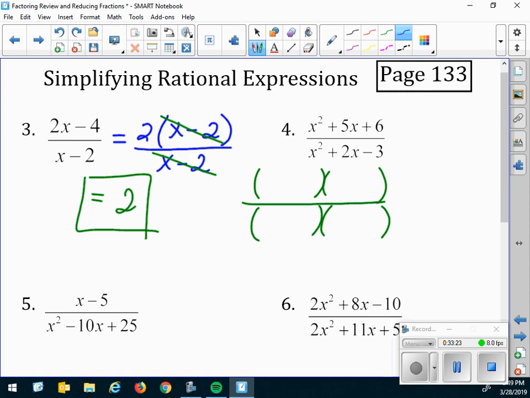Does that numerator factor? How? Good. X plus 2 times x plus 3. Does the denominator factor? X minus 1 times x plus 3. Is Karen right on that? Yep. Good. Now, do I have any common factors? I can factor out an x plus 3. Now, if you factor out just that x, that kitten dies. You can't do that. You got to factor out the whole factor.